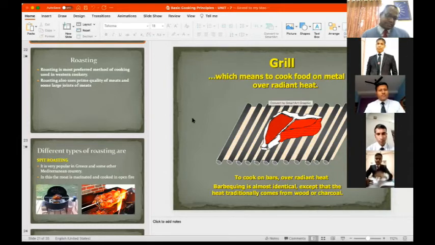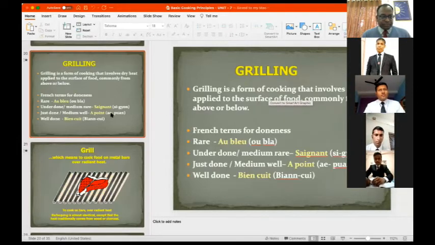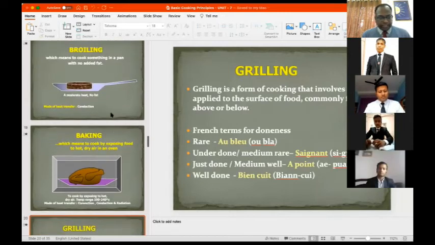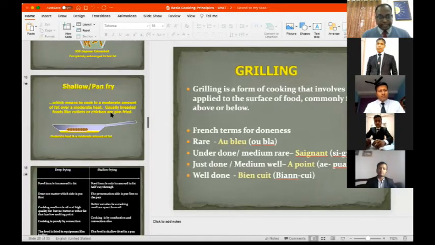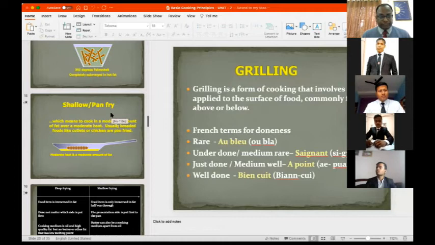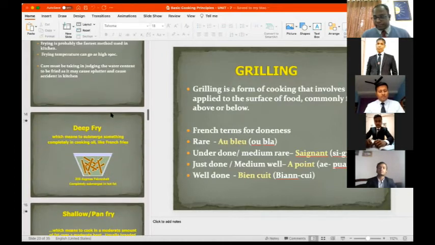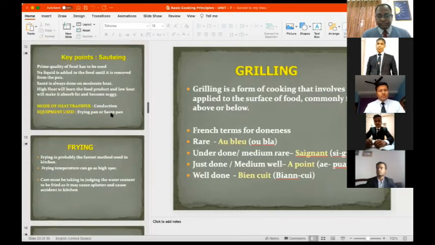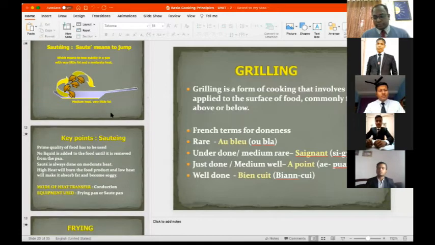We have done till grilling. Before grilling, we talked about baking and broiling. We talked about what stir frying is, and what the different types of frying are, that is deep frying and shallow frying, and what the differences are. Then we also talked a little bit about sauteing.